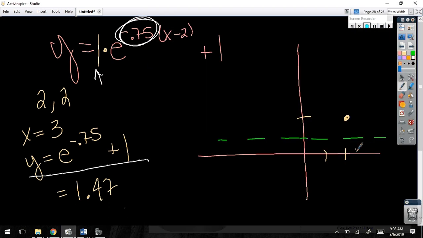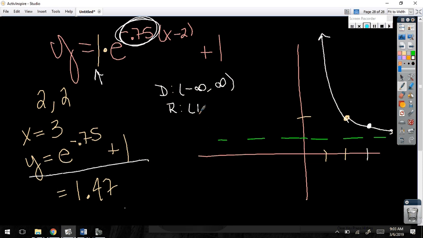What's the domain? How about the range? Yeah. Bottom up. Always bottom up. And the range on these is always going from the asymptote.